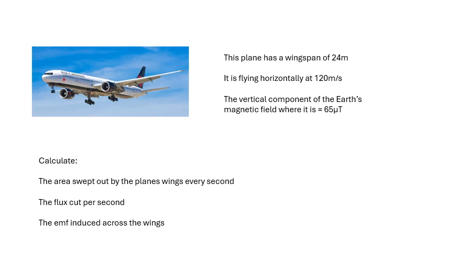Have a go at this question, and I shall show you the answer in 3, 2, 1. So there you go. It's basically the speed of the airplane times its wingspan, which gives the area swept out, and then Φ equals BA, so that's the amount of flux cut every second, and that from Faraday's law is equal to the EMF, 0.187 volts.